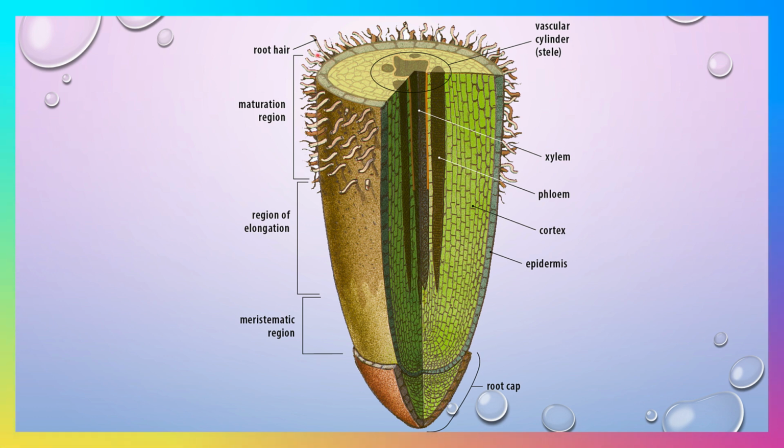This shows the root hairs, and then the vascular cylinder or stele is here in the middle. And central to that vascular cylinder is the xylem, and then more lateral here and here is the phloem. Between the epidermis, which is here, and the vascular cylinder here is the cortex. And so this diagram shows the general makeup of the root.